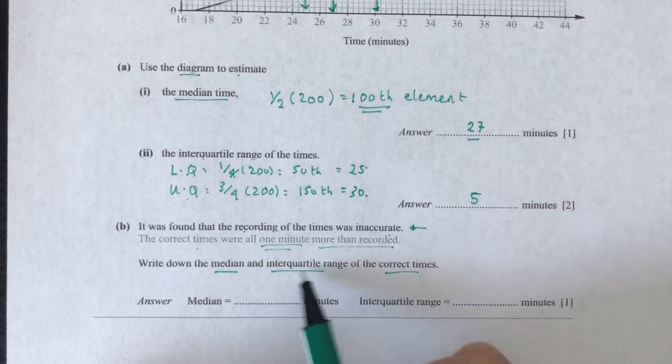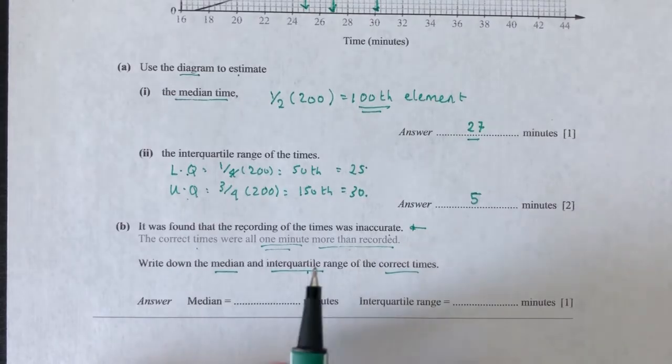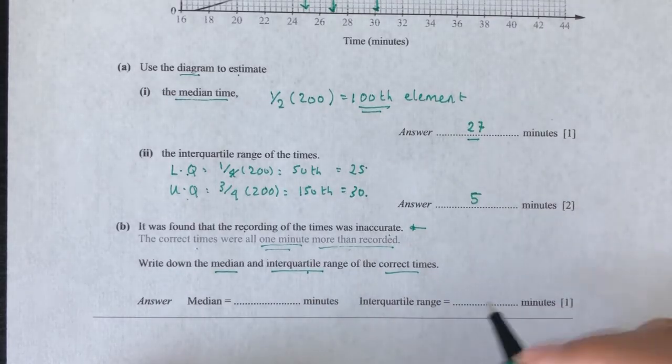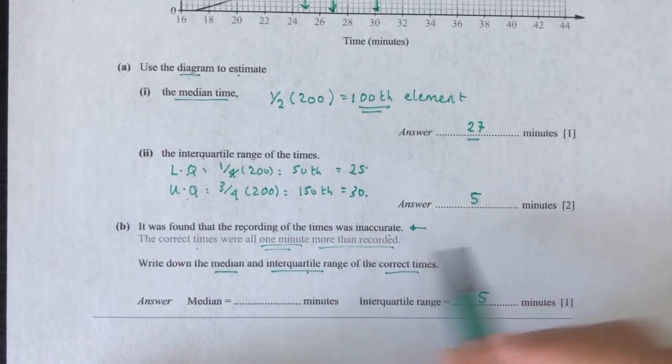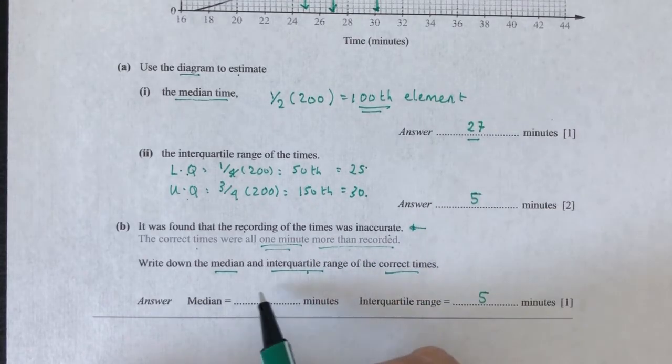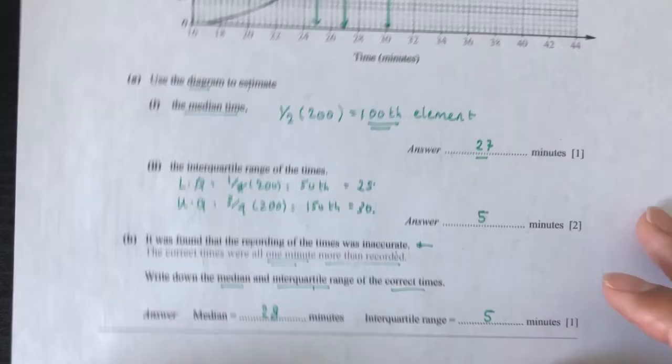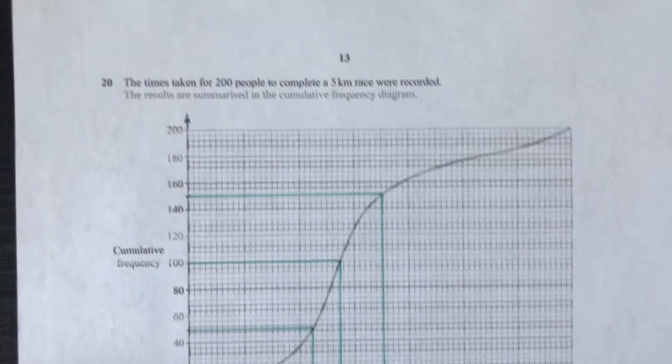So the range does not change because everything has to move by 1 minute. So since everything has to move, the range does not change. But for the median time, it has to add 1 minute. So 27 plus 1 will be 28. And that is your answer for number 20.